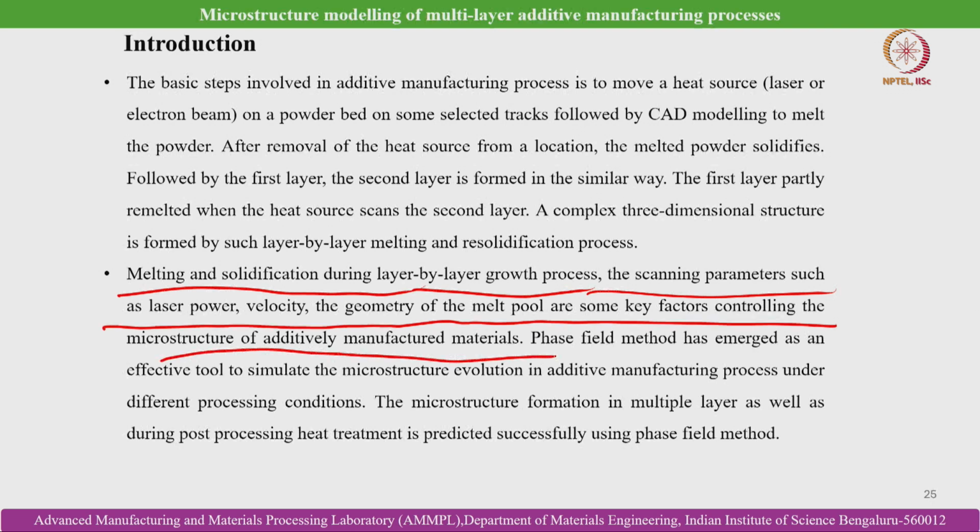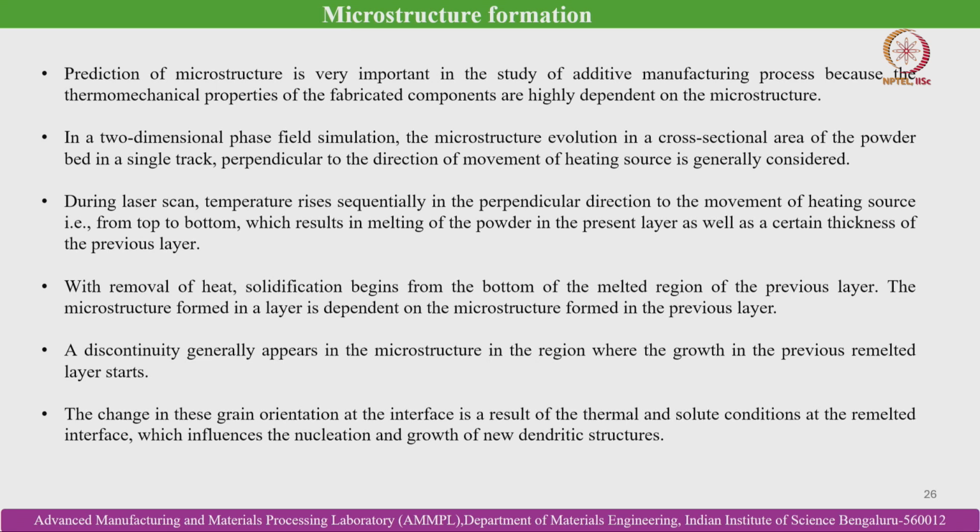So now we will go into the microstructure formation mechanism. Prediction of microstructure is very important in the study of the additive manufacturing process, because the thermomechanical properties of the fabricated components are highly dependent on the microstructure. That is why we were discussing the process microstructure property correlation, which has immense importance in understanding and optimizing additive manufacturing processes, and also in identifying the desired quality characteristics, which are the microstructure and the property of the developed builds or parts.